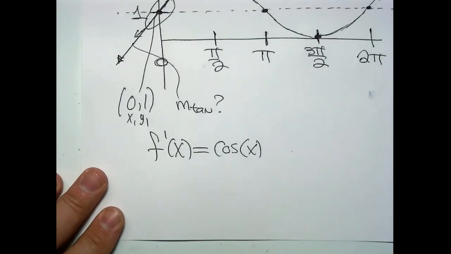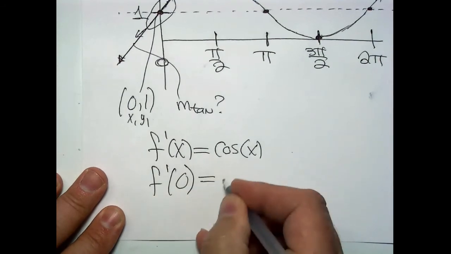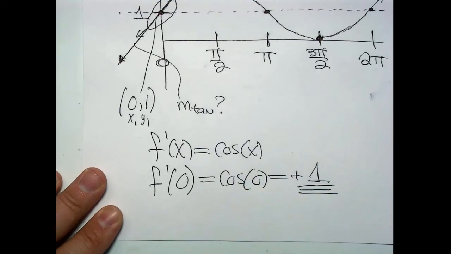And that's not the slope of the tangent line, right? We need to sample the derivative where we are, which is x equals 0. And now I have the numerical slope of my tangent line. That's 1.